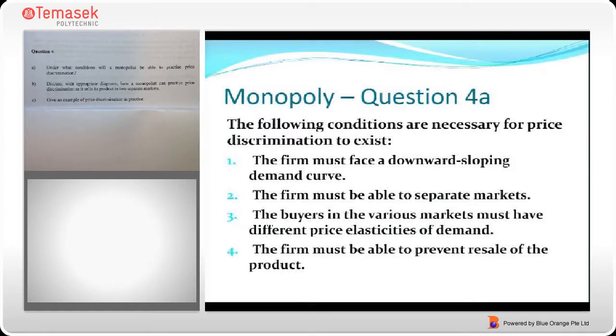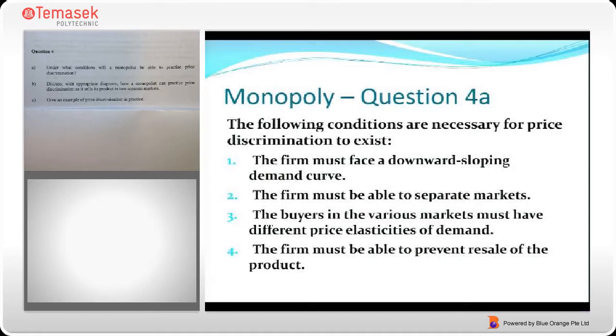And the last point is that the firm must be able to prevent resale of the product. So for example, with cinema tickets, if you use your student card to purchase a cinema ticket at student price, you would not be able to resell this because sometimes at the cinema they would actually ask upon admission at the gate, ask you to produce your student ID card before they allow you in. So reselling it to a working person, the working person would not be able to go into the cinema because sometimes they actually check for student ID. So that's our answer for question 4a.